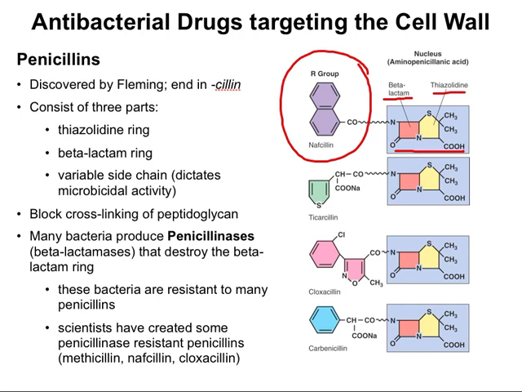However, many bacteria produce penicillinases or beta-lactamases. These are enzymes that are targeted at destroying the beta-lactam ring in these antibiotic structures. So naturally, the bacteria that produce these beta-lactamases are resistant to many of the penicillins. In response, scientists have created some penicillinase-resistant penicillins, like methicillin, nafcillin, and cloxacillin.